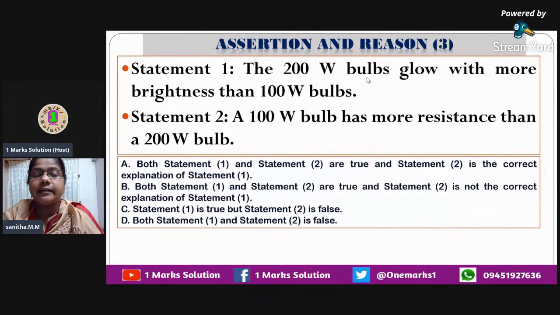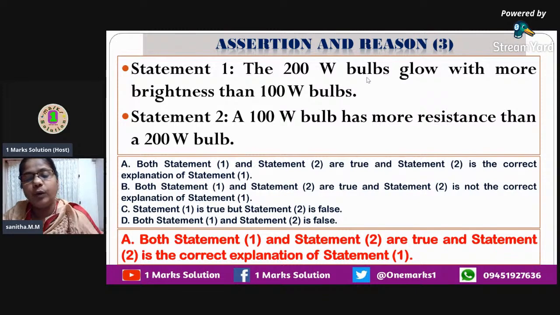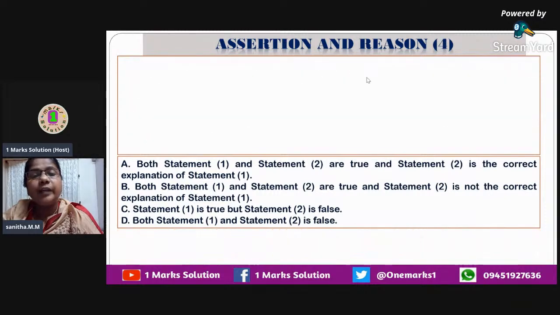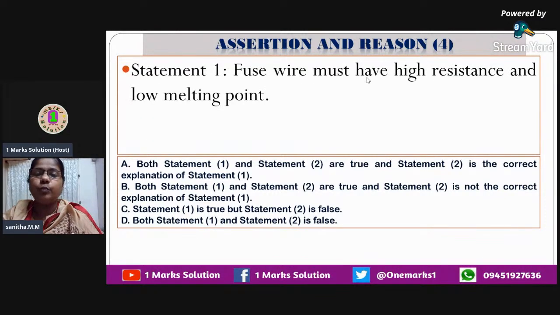When the resistance increases, what will happen? The power will decrease. Or if power is more, resistance will be less. So here we can say a 100 watt bulb has more resistance than a 200 watt bulb. No doubt. So the first statement and the second statement are true, and the second statement is a correct explanation for the first one. So option A. Now we can go for the next one, the fourth one.